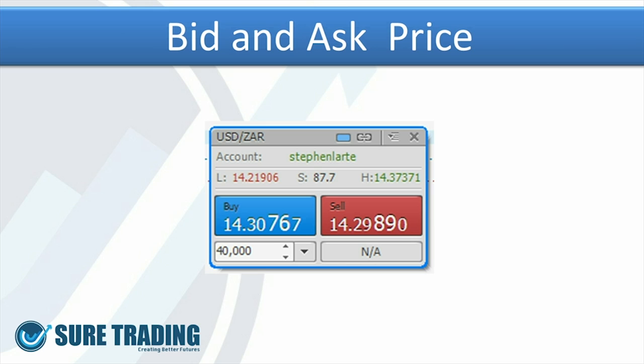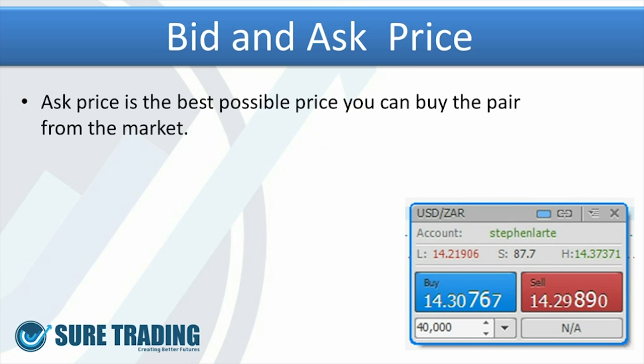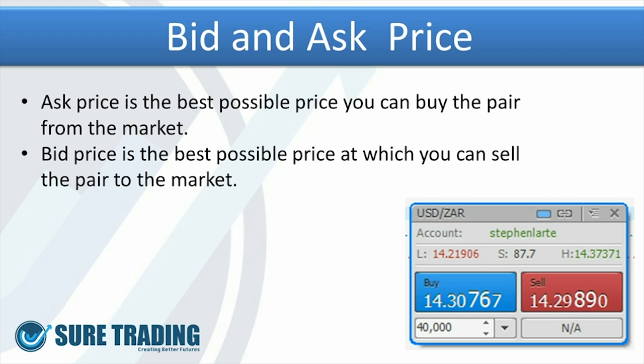Now this is a screenshot from our trading platform. As you can see, there are two different prices listed. If you buy or sell, you'll be doing so at different prices. These are known as the bid and ask prices. The ask price is the best possible price you can buy the pair from the market. The bid price is the best possible price at which you can sell the pair to the market.